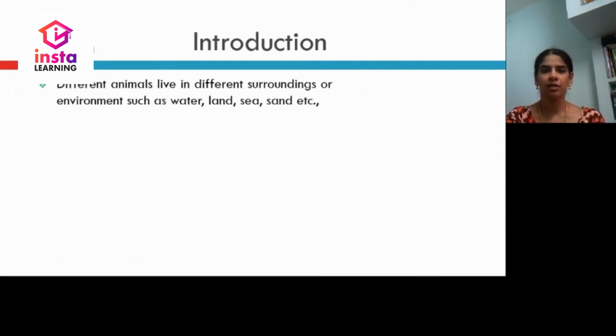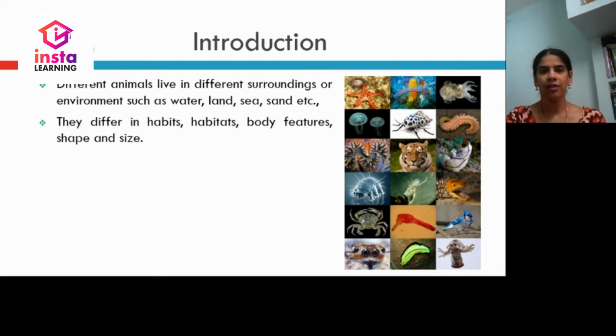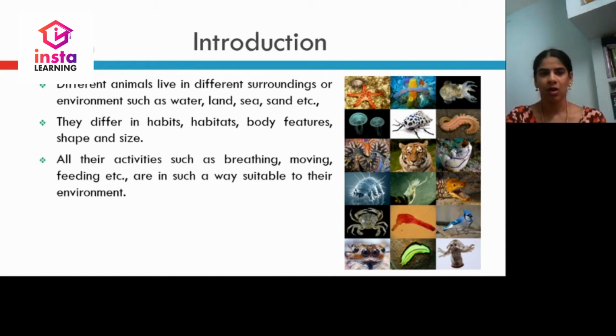Different animals live in different surroundings or environments such as water, land, sea, sand, etc. They differ in habits, habitats, that is the place where they live in, body features, shape and size. All their activities such as breathing, movement, feeding, etc. are in such a way suitable to their environment. Otherwise, they will die.